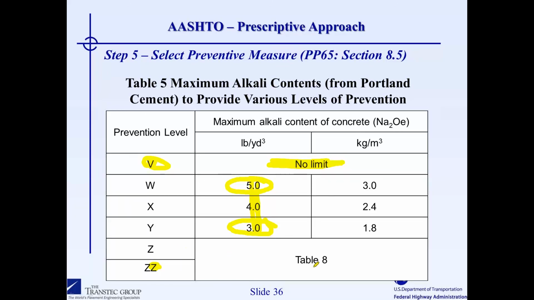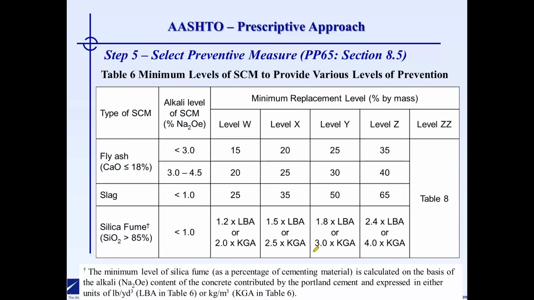When we get to Z or double Z, we're forced to go to Table 8. And the reason for that is when we're in these extreme categories, we don't believe that control of the alkali content on its own is a sufficient level of prevention. And you have to use the control of alkali together with some SCM to control expansion.